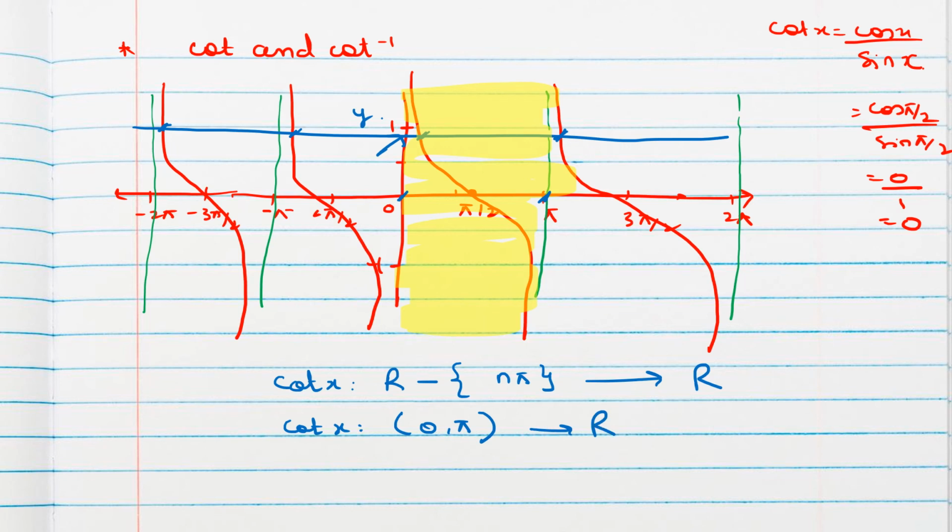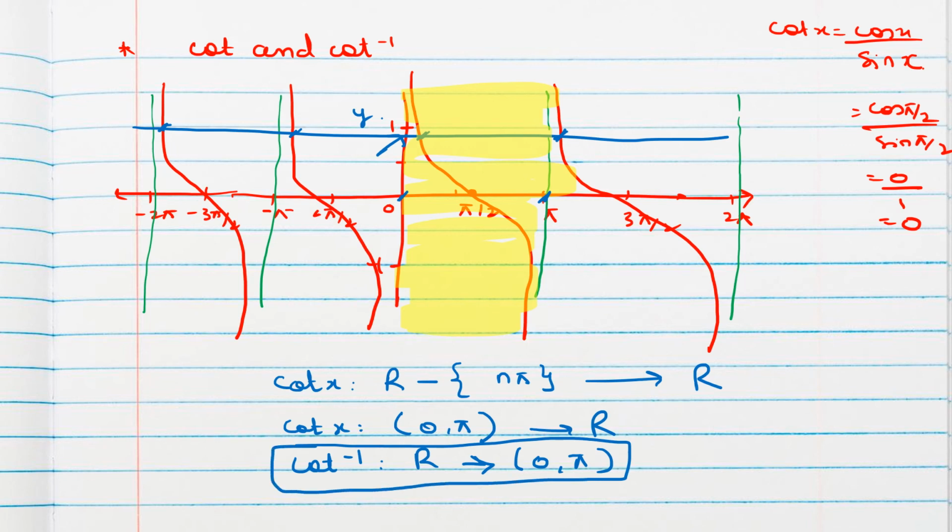So now this has become a function, so that we can interchange domain and range to find the domain and range of cot inverse. So R to 0 to pi. This is the domain and range of cot inverse. Similarly, we can find for cosec and secant function. Now cosec we know is 1 by sine. So for all integral multiples of n pi, it becomes 0.